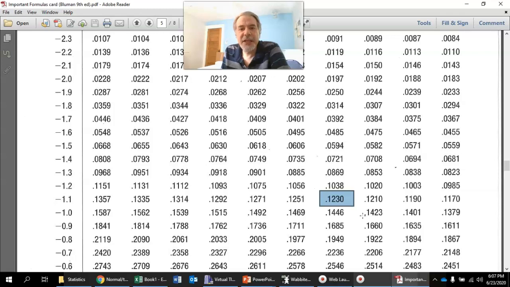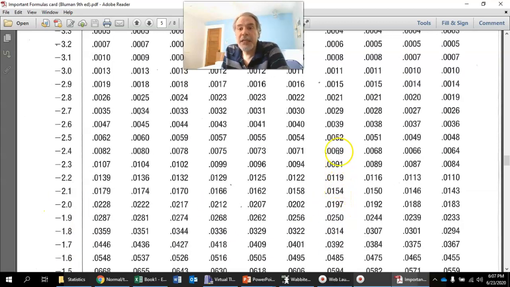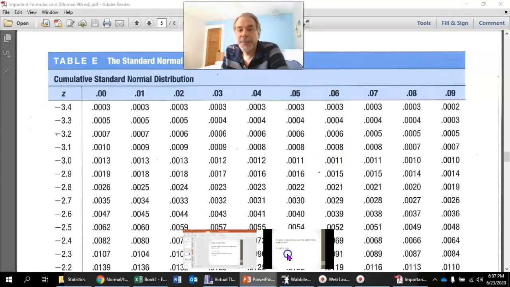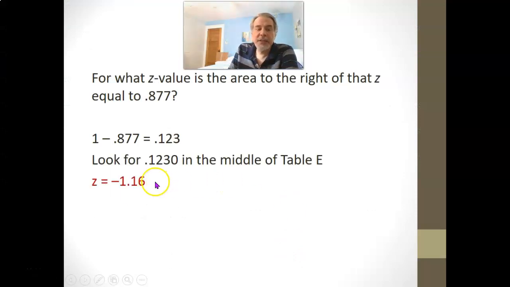Now, what's the z that goes with that? Well, if I follow that along over to the left here, that's in the row that has a negative 1.1. So my z starts with negative 1.1, and then the digit after that is a 6, because that's what column we're in. So the answer is z is negative 1.16.